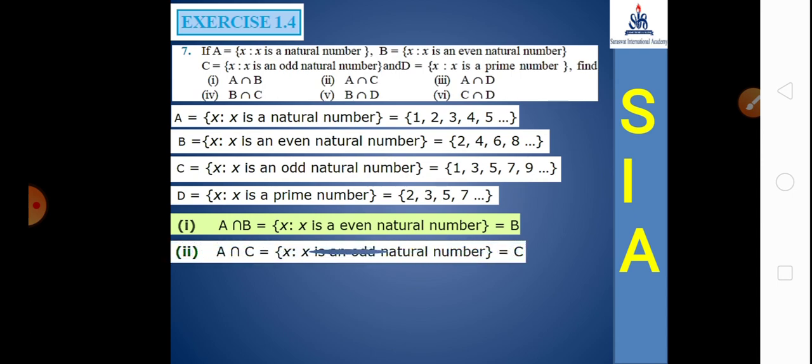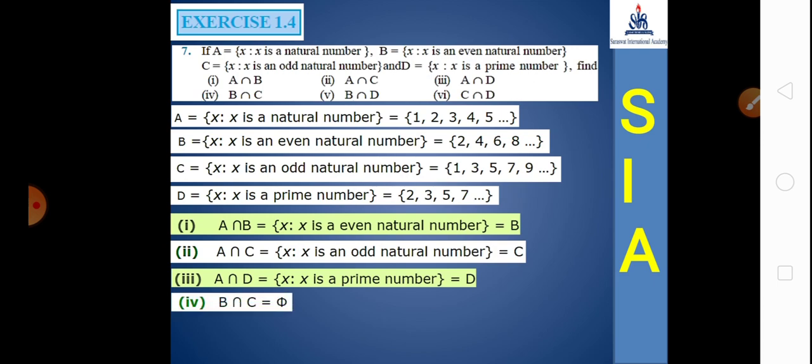Next, A intersection C. A intersection C, again same, there are common elements. So my answer is C. And third, A intersection D. It is prime numbers intersection A. Sure, my answer is D. And fourth one, B intersection C. Students, here B and C have nothing common. Nothing common means my answer is null set.